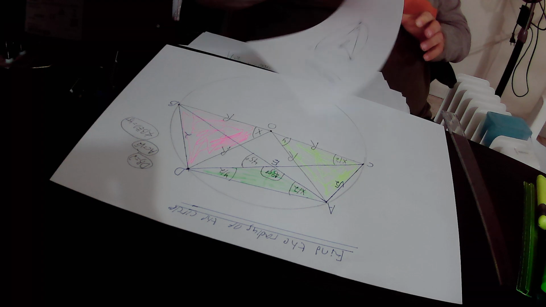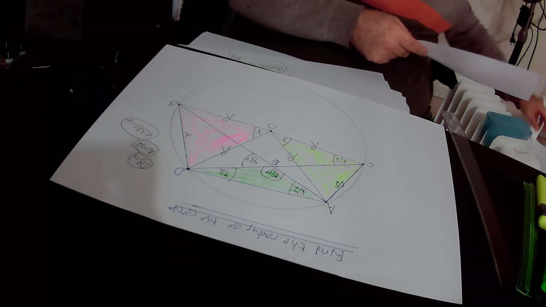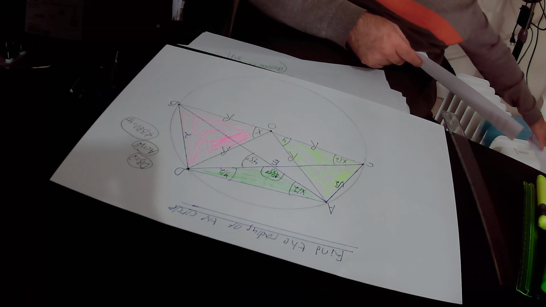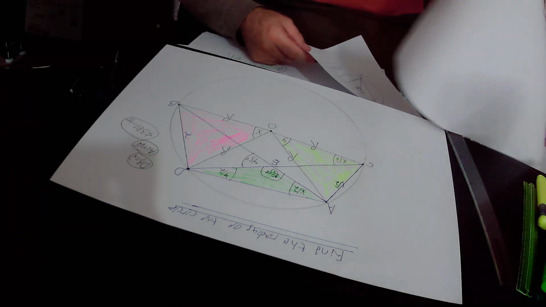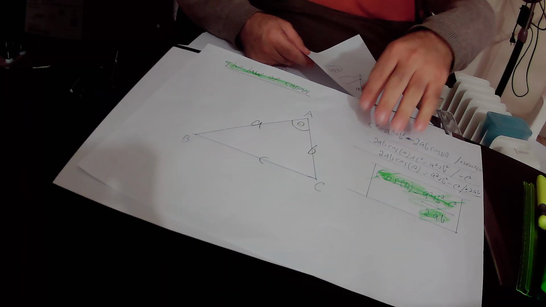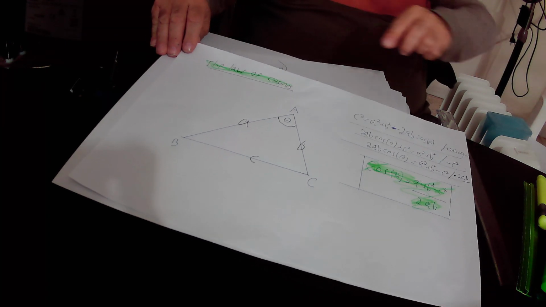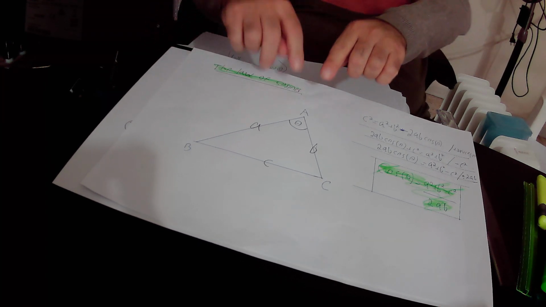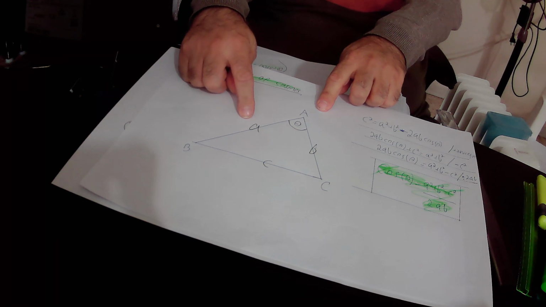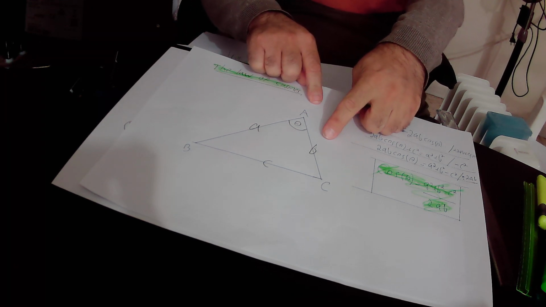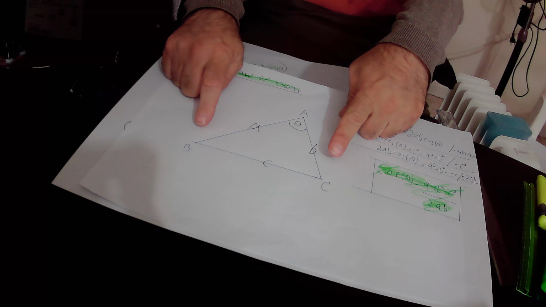And we also used the law of cosines. The law of cosines is true in any triangle. So this triangle ABC could be any triangle. The length of side AB is A units. Side AC equals B units in its length. Side BC equals C units in its length.